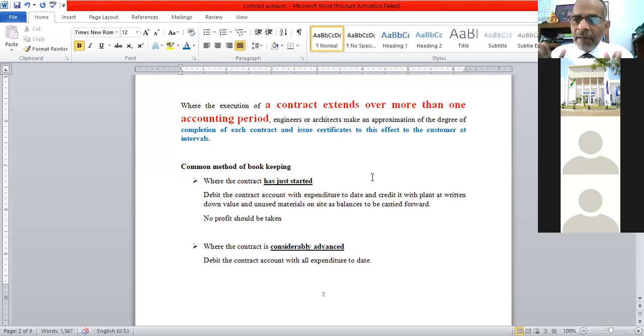Our contract will be completed after 3 years, or we will say 2025. When you complete the contract, you are the contractor. I am saying, once I finish my contract, I will give you 50 million. 50 million is the contract price.